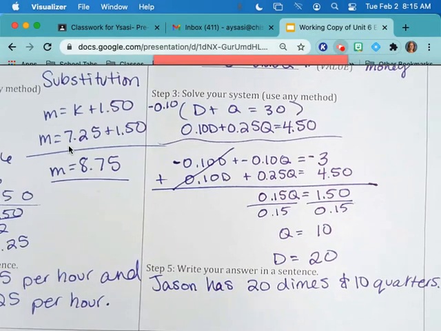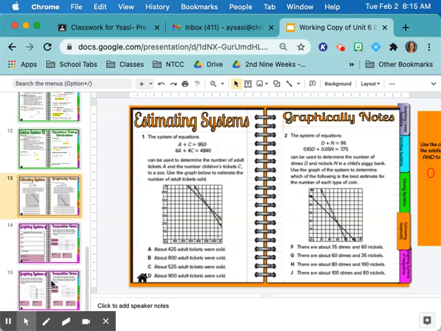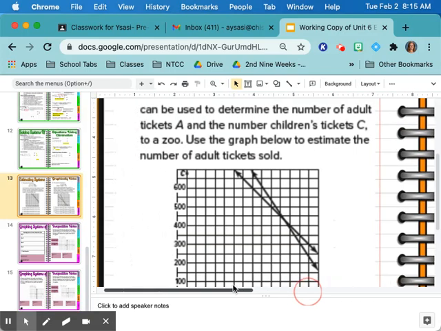Okay, let's finish up slide 13. Everybody look at slide 13 now. We're getting close to being finished with this unit. See how we just have 14 and 15? And that's graphing systems of inequalities. So slide 13 is about estimating systems graphically.